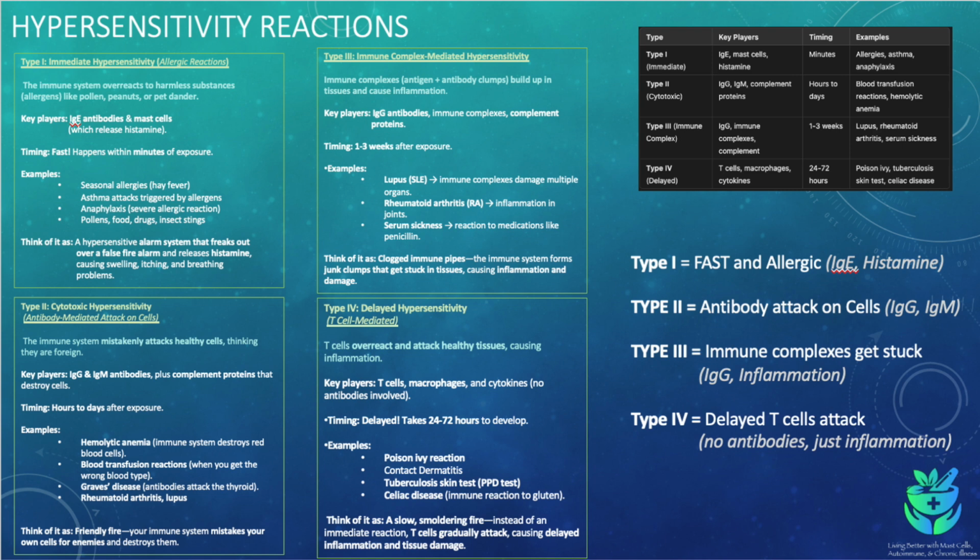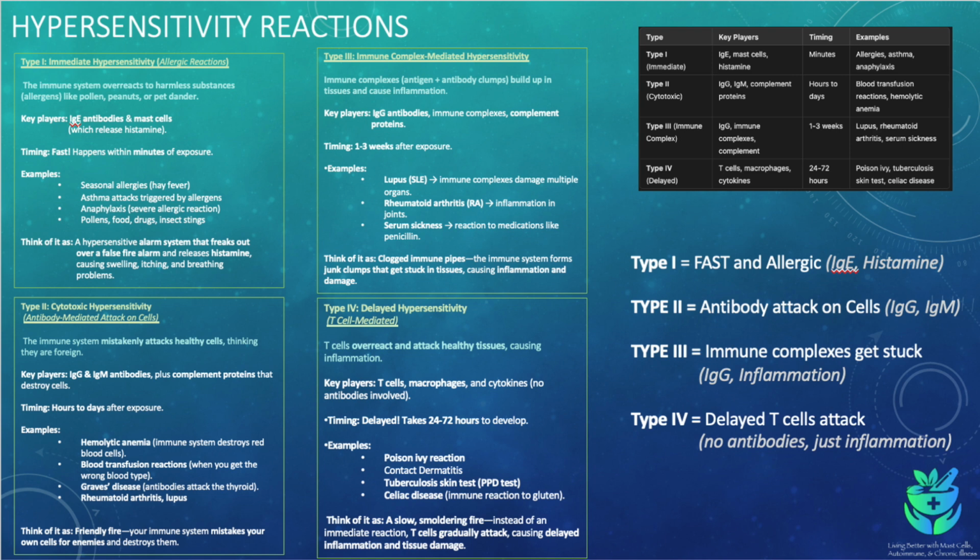Examples are seasonal allergies like hay fever, asthma attacks triggered by an allergen, anaphylaxis, which is a severe allergic reaction, and pollens, food, drugs, insect stings, etc. Think of it as a hypersensitivity alarm system that freaks out over a false fire alarm and releases histamine, causing swelling, itching, and breathing problems.